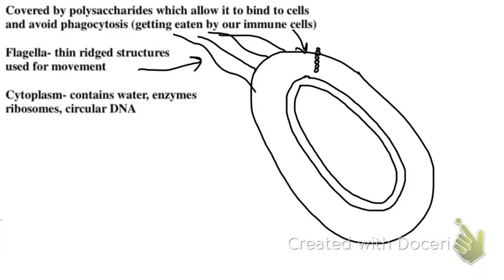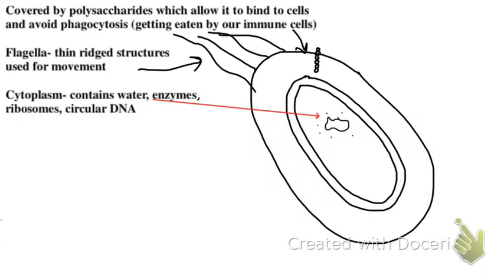So those are flagella. Cytoplasm, just like the cytoplasm in a human cell, contains water, enzymes, ribosomes, and circular DNA. So it contains less, but it does the same thing, provides an environment for those other things to survive. Here is the circular DNA. Circular DNA is not a perfect circle. The reason they call it circular DNA is because it doesn't have a beginning or an end like human DNA does. Human DNA is in strands. Bacterial DNA is attached in a circle form.